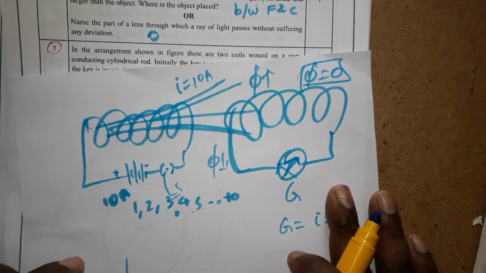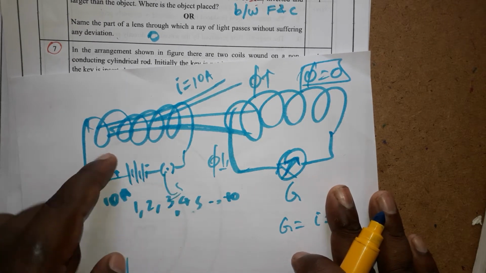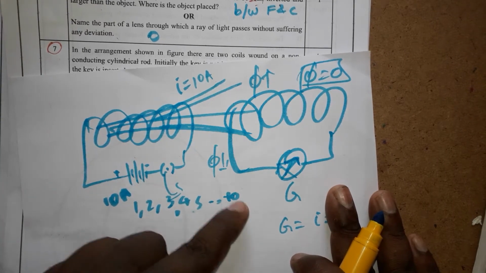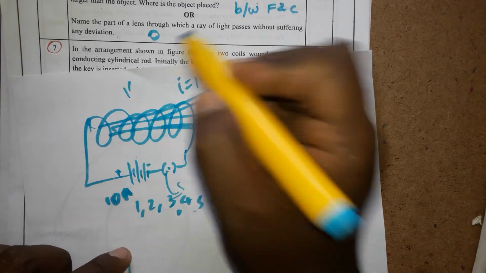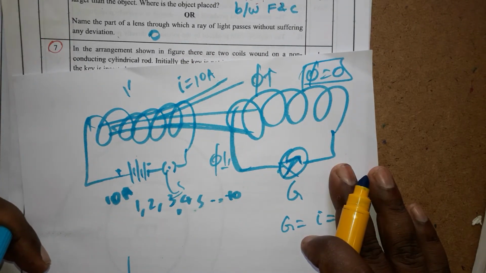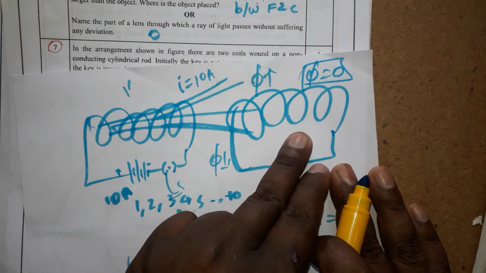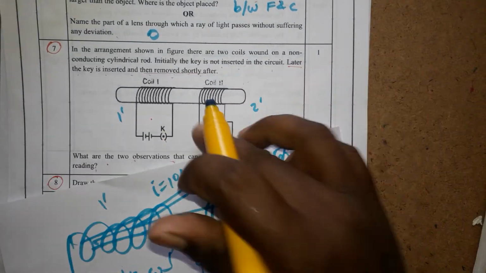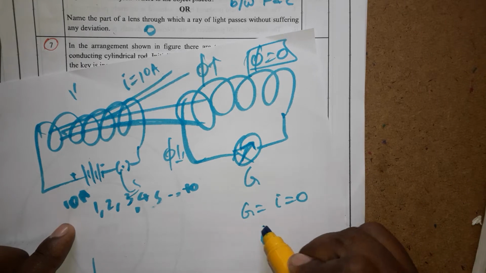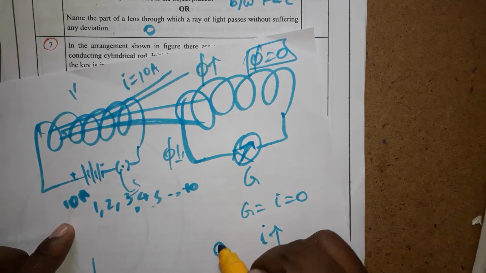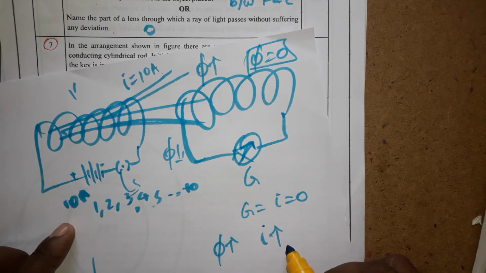I'll repeat again. When we insert the key, the current flows and slowly increases. When the current is increasing, it is called the electromagnetic principle. Slowly the magnetic field will increase, and the magnetic field will be transferred to the secondary coil. In the secondary coil the magnetic field is increasing, so the induced current in the secondary coil is also going to increase. When the flux increases, the current will increase.